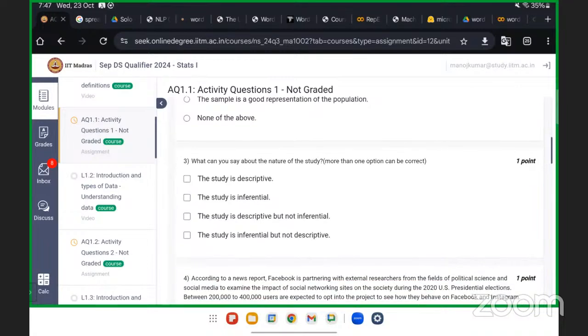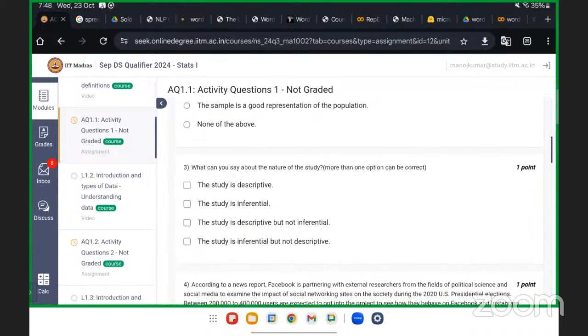Because, let me say, there is a subtle difference of words.